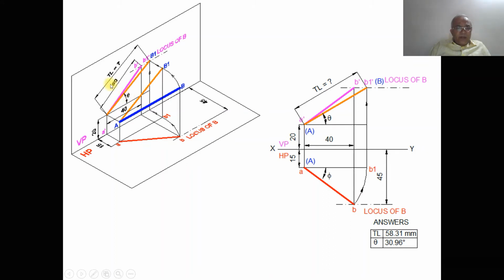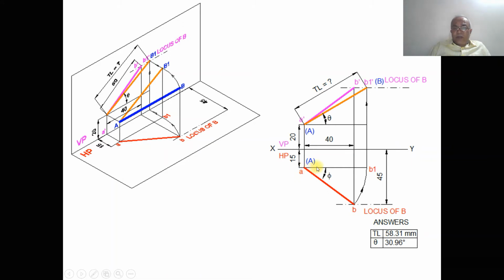Then we find the true length in the vertical plane and also the inclination made by the true length line with respect to HP, which is called theta. So this is how you will be able to see that. What we have done is we have rotated the top view such that both A and B1 are in front of VP by 15 mm, and since we have a locus of B in the front view, from B1 you project directly onto the locus of B in the front view, and you mark this point as small b1 dash.